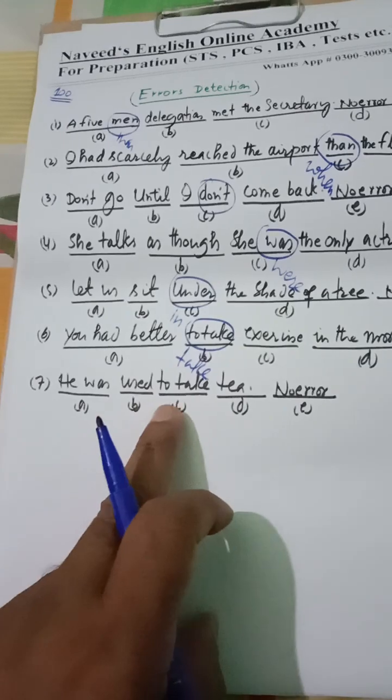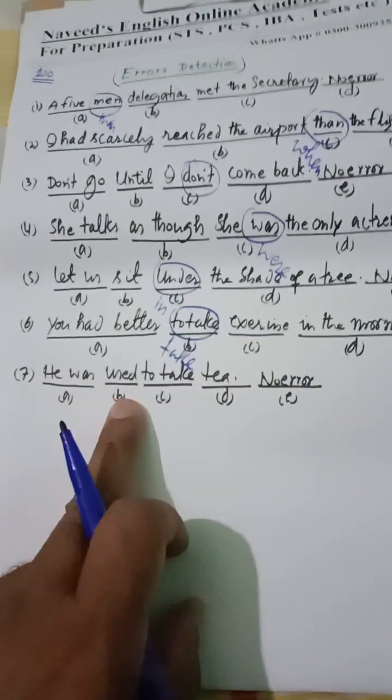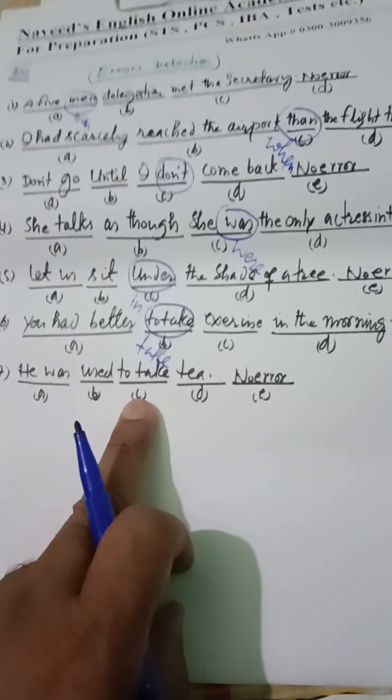Number 7, he was used to take tea. Option A, he was; B, used; C, to take.